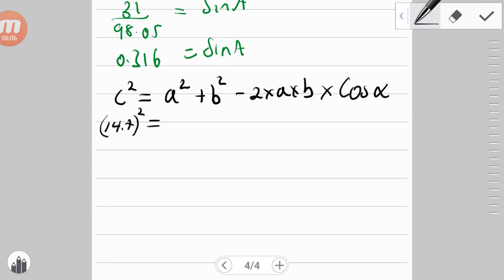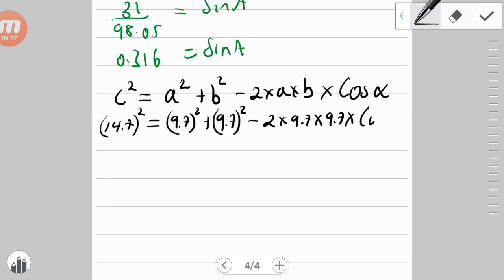So therefore C is 14.7, and that's going to be equal to 9.7 squared plus 9.7 squared, those are the other two sides, minus 2 times 9.7 times 9.7 times, obviously, the angle alpha. We're going to get to that in a moment. So we're going to have 14.7 squared, and that's 216.09.